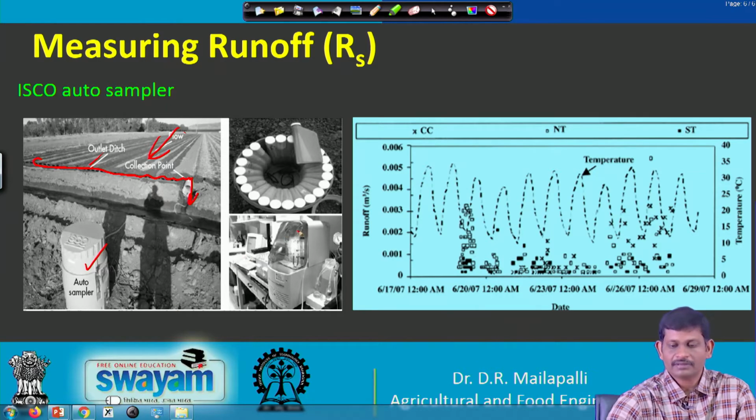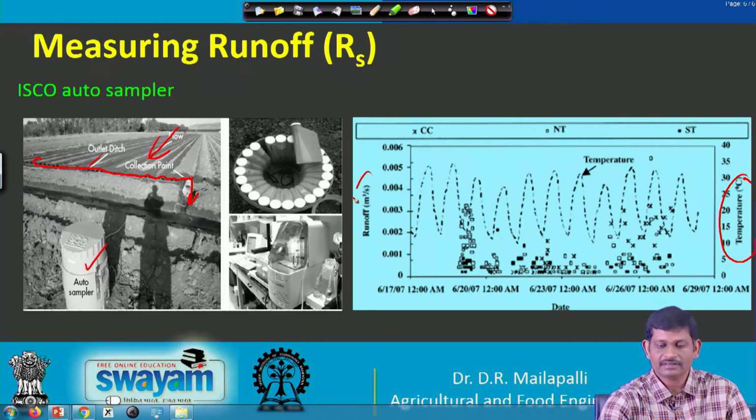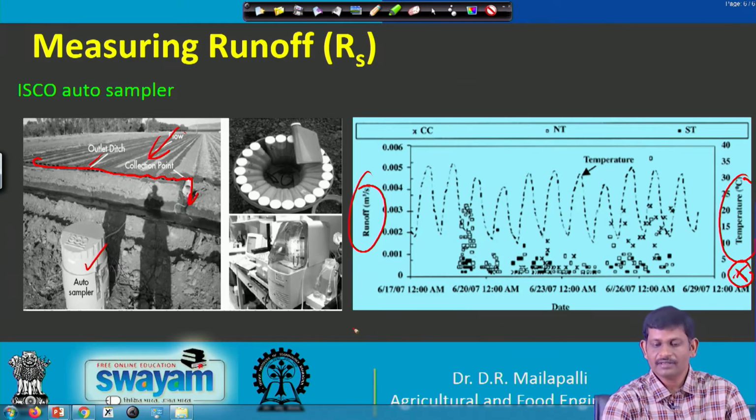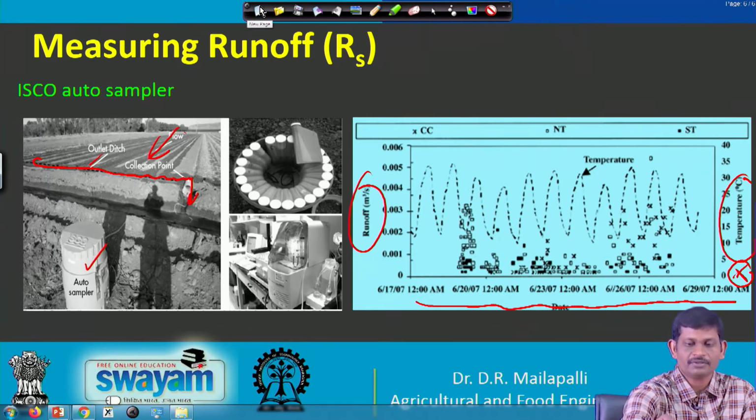Or runoff samples are to be collected. And here this graph shows this side is the temperature and this side is the runoff. Anyway, this is not our focus area, but basically the runoff, with time on the x axis. So, at a particular time, what is the runoff we measured through the ISCO sampler is given here. Okay, so this is just an example.